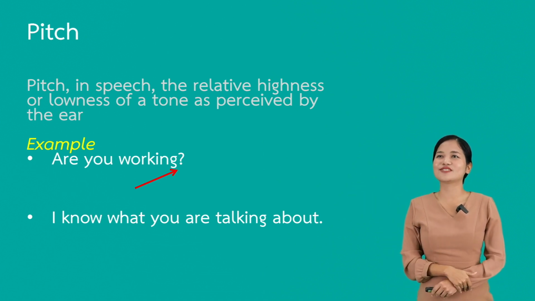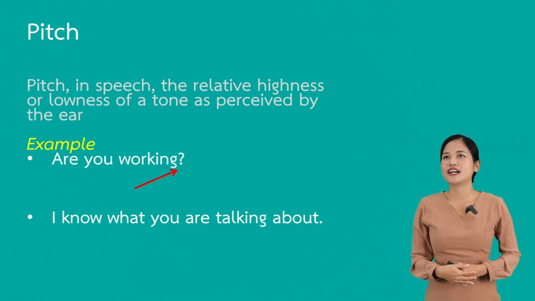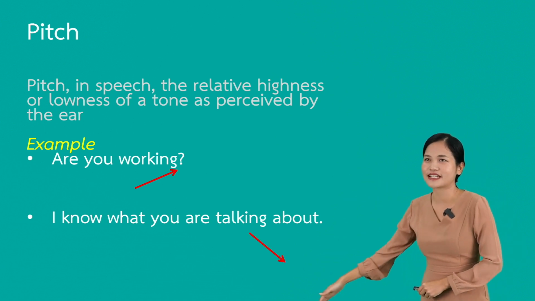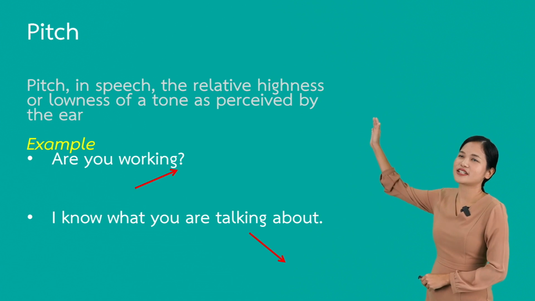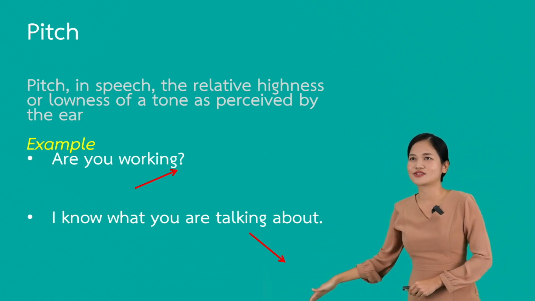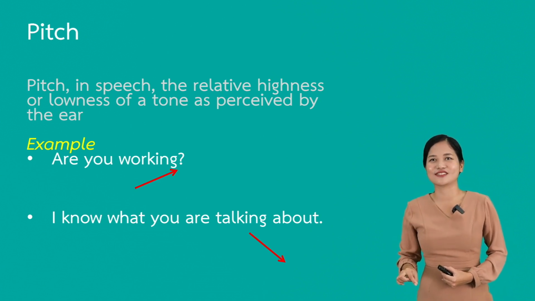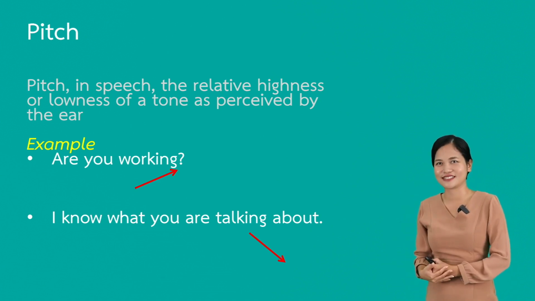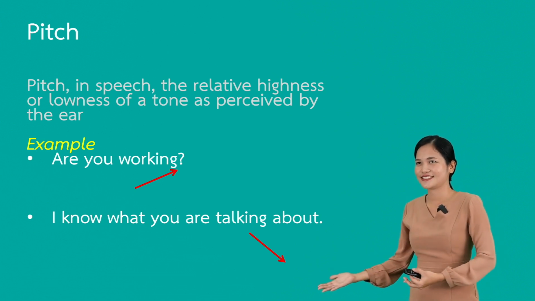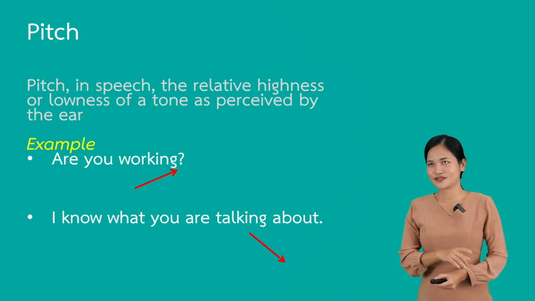How about the second one? I know what you're talking about. So it's kind of low, right? The first one is high, it's a question. Second one, lower. So maybe this person would like to end a conversation or would like to stop talking. So you need to know maybe this is your turn to say something. Okay, so don't forget to think about pitch when speaking.